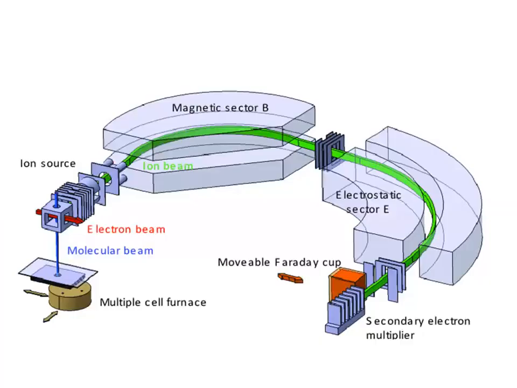So this is the diagram for the double focusing kind of instrument. Here we have a reverse arrangement: ion source followed by the magnetic sector, and then we have an electrostatic analyzer, and finally we have a Faraday cup or secondary electron multiplier as a detector.